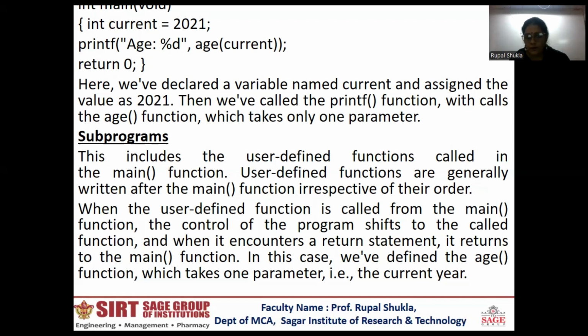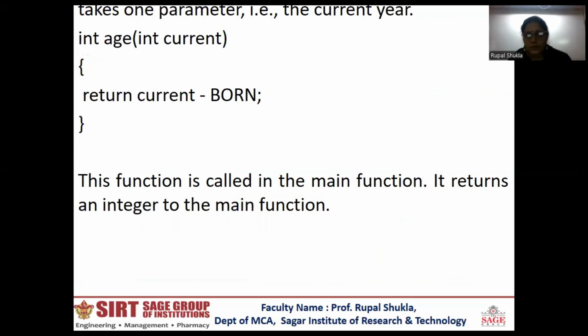In this case, we have defined the age function, which takes one parameter, that is the current year. So this is a separate block of statements, and it is also called the definition of the function. int age, then the parameter passed, current, returns the BORN value. This function is called in the main function, which returns an integer to the main function.